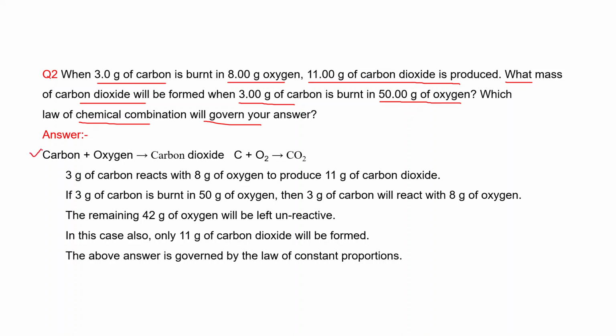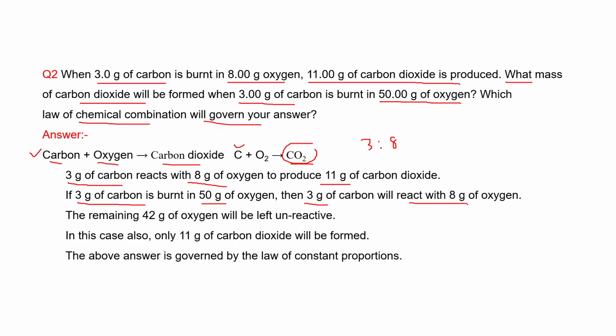This is the reaction taking place: carbon reacts with oxygen to form carbon dioxide, and this is the chemical equation, C plus O2 gives CO2. In the question it is given 3 gram of carbon reacts with 8 gram of oxygen to produce 11 gram of carbon dioxide. Actually, we can say there is a 3:8 ratio by mass of carbon and oxygen in carbon dioxide. Okay.